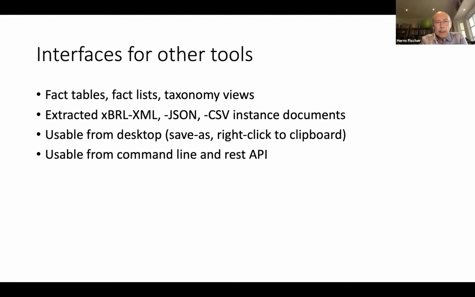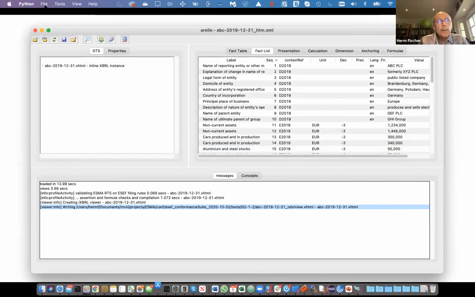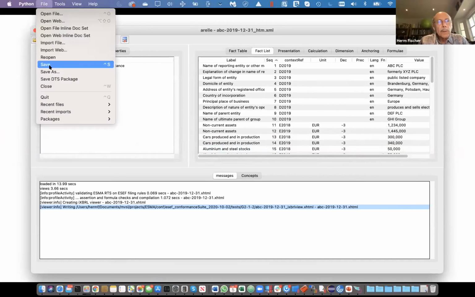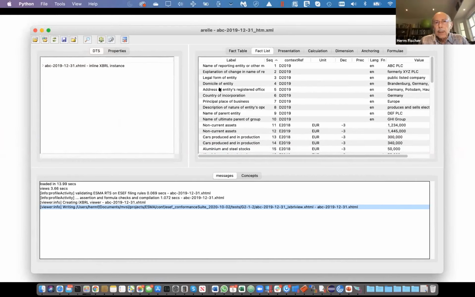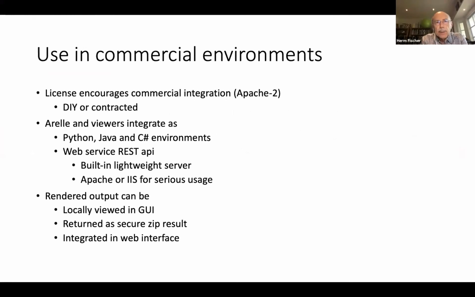And these interfaces are usable from the desktop, either in terms of the menus of Save As or right-click. So there are options to use from the menus as a Save As, and to, again, this is not responding under Zoom, to right-click for it. The license encourages use in commercial environments because it's Apache 2. You're covered for embedding it, and you don't have to get any sort of acknowledgement of embedding it.